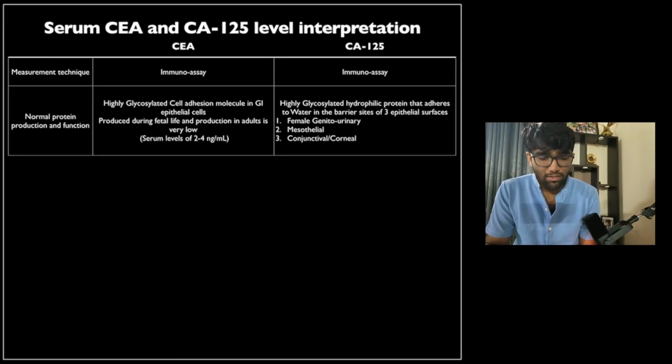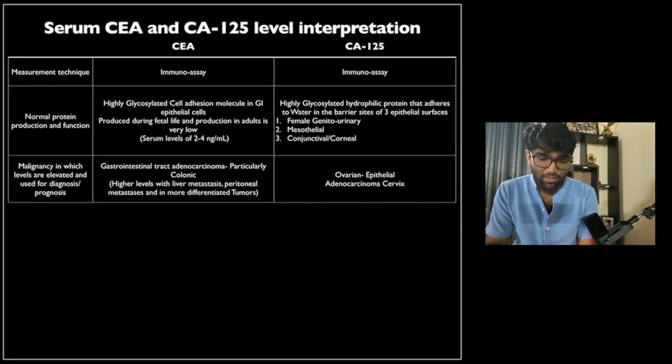Both are measured using immunoassays. Carcinoembryonic antigen is a highly glycosylated cell adhesion molecule that is expressed by GI epithelial cells, and this is primarily produced during fetal life, but production also happens in adults at very low levels. The normal serum levels are usually 2 to 4 nanogram per ml. On the other hand, CA 125 is a highly glycosylated hydrophilic protein that adheres to water, being hydrophilic, and functions to maintain the barrier function at three sites. That is the female genitourinary tract, the mesothelial linings of the pleura, the peritoneum, and other mesothelial lined structures, and within the conjunctiva and cornea. So as you can expect, these are used as markers.